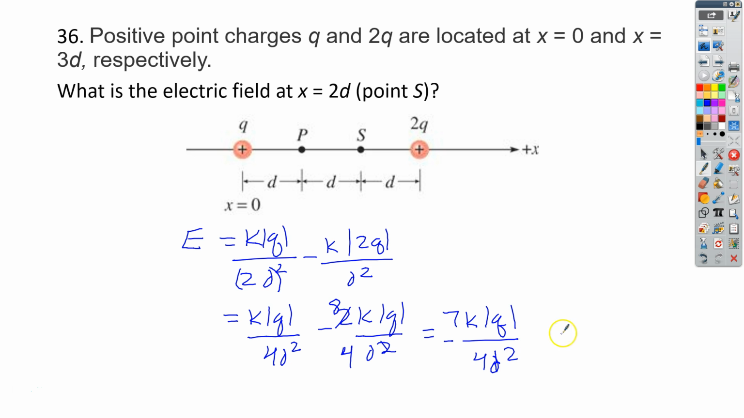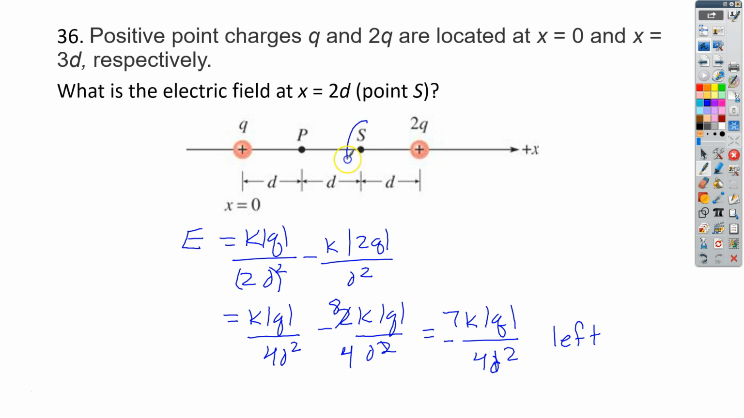And they want to know which way this one goes, and this one definitely goes towards the left because this is the bigger charge and you're closer to it. The reason that, let's go back to number 35. In 35, the reason that the field goes to the right, even though this is a bigger charge, remember distance is a bigger factor than charge is. And so because P is closer to this one, that's why the field goes to the right.